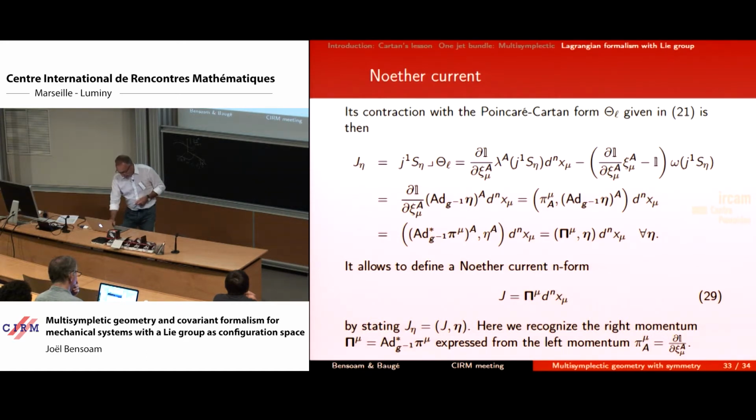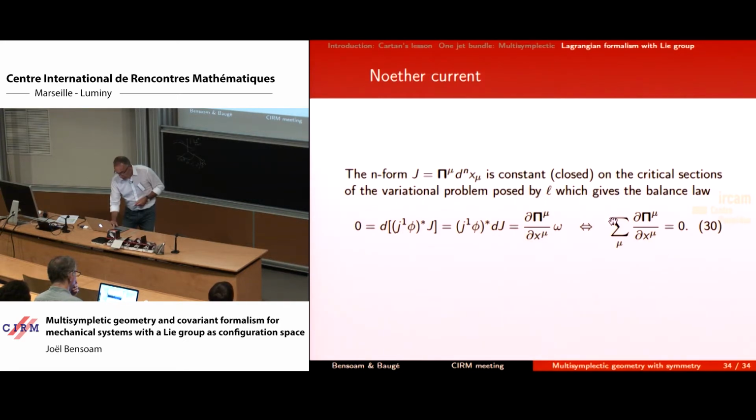As you can see, if we compute these things, the fact that this moment map, this current, is conserved along the critical sections corresponds to this type of equations. That means that we now have divergence relations, corresponding to the fact that we have several partial derivatives in these equations.